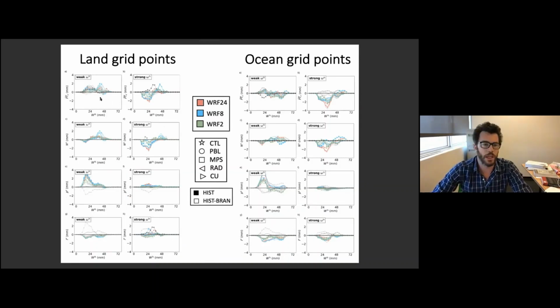If we are interested in, for example, model development, and we want to know which specific configuration seems to produce the best results, we could look at this kind of plots. So for example, here we separated the analysis in land grid points and ocean grid points, because the behavior is quite different in both. It's a pretty busy and messy figure, but they include all the different members in each of the plots.